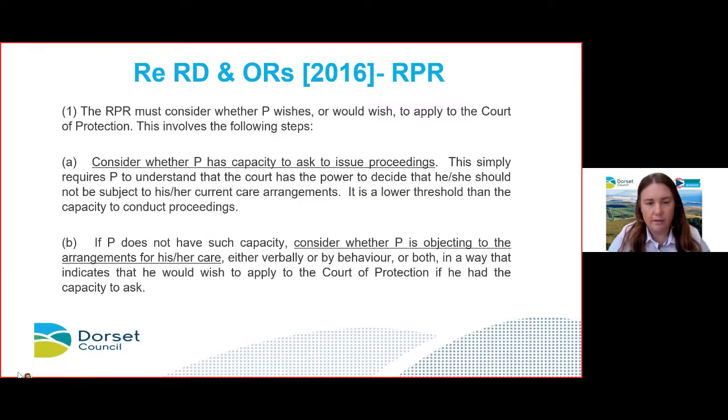So some other information that came out of RD and others was that the RPR must consider whether P wishes or would wish to apply to the Court of Protection. So this involves the following steps. Consider whether P has capacity to issue proceedings. I've just highlighted that again so you can see the difference. This simply requires P to understand that the court has the power to decide that he or she should not be subject to his or her current care arrangement. It is a lower threshold than the capacity to conduct proceedings. If P does not have such capacity, consider whether P is objecting to the arrangements for his or her care, either verbally or by behaviour or both, in a way that indicates that he would wish to apply to the Court of Protection if he had the capacity to ask. So it's just highlighting those differences there.